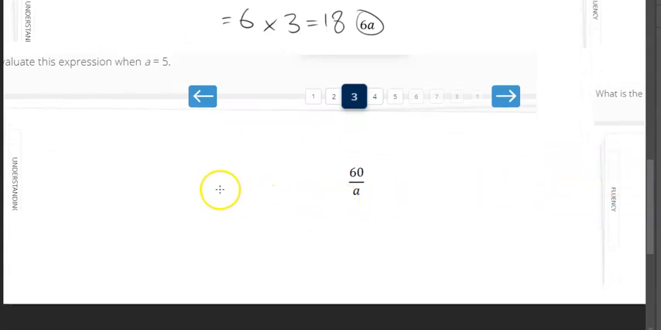This example here, it's a bit cropped off, apologies, but it does say evaluate this expression when a is equal to 5. We have the opposite of multiplication, which is division. Now, it does put it in the format of a fraction. If you were to just replace the a with what it's meant to be, 5, you get 60 over 5. All this means is 60 divided by 5. It means the same thing.